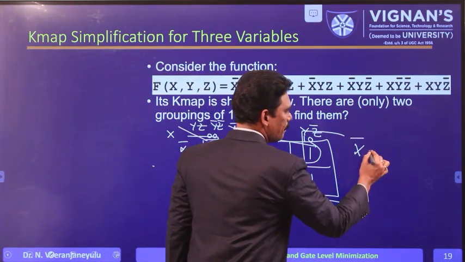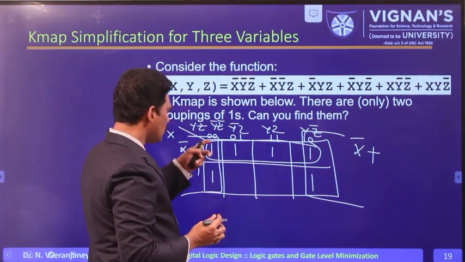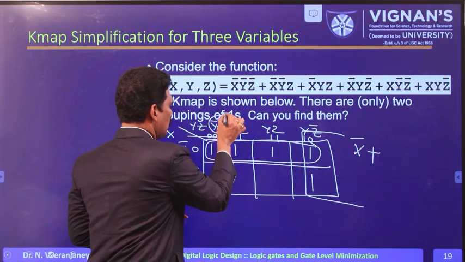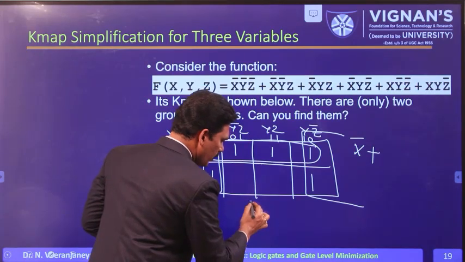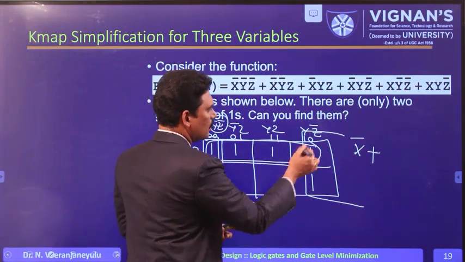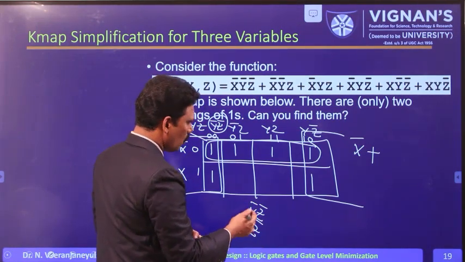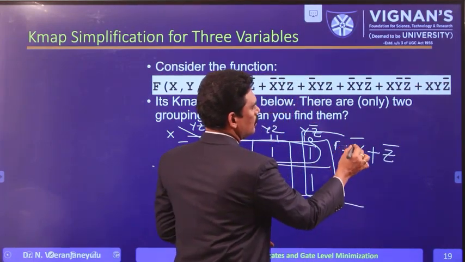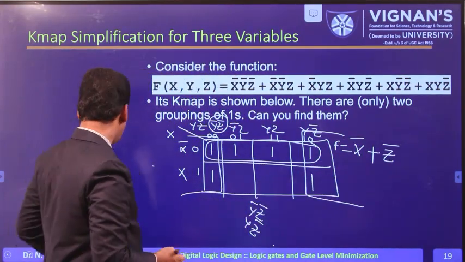That is X bar plus. What about these two? From these two, X is not common; Y bar Z bar is common. And from these two, Y Z bar is common. So from X bar Y bar Z bar and Y Z bar, what is the common term? Z bar. So the common term is Z bar, and the finalized expression is F is equal to X bar plus Z bar. So this is our answer.